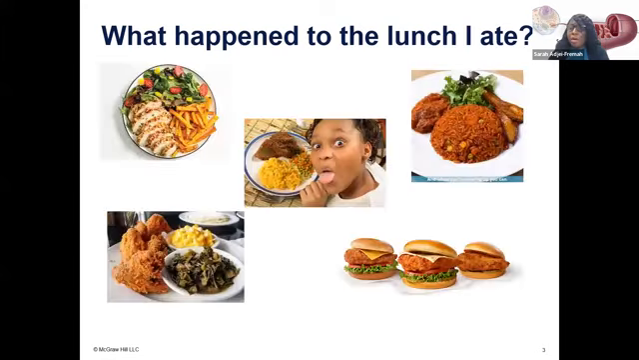So first of all, we all eat various food. It could be breakfast, it could be lunch, it could be dinner. But what happened to the lunch that you ate? This lunch has various food components. There's carbohydrate in there, there's proteins, there's lipids, there's minerals, there's vitamins. What happened to all these molecules in the lunch that we need?